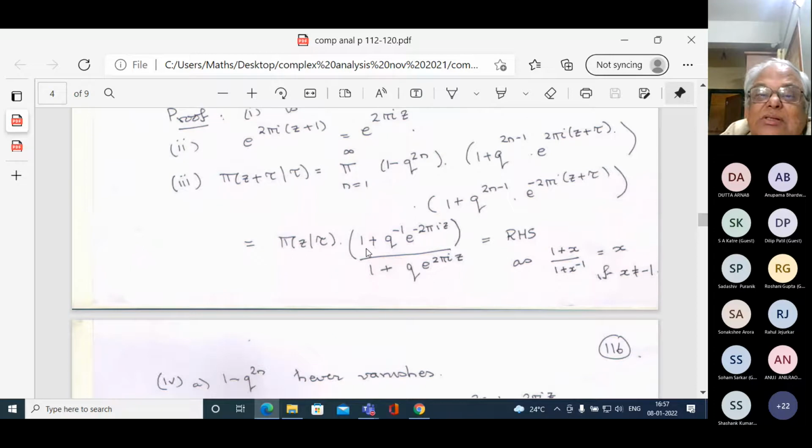And what does this look like? This looks like 1 plus x divided by 1 plus x inverse, and 1 plus x over 1 plus x inverse is x. If x is not equal to minus 1, this quantity is never minus 1. Okay. Why? Because mod q is less than 1. But what about mod z? And no, this quantity is never minus 1.